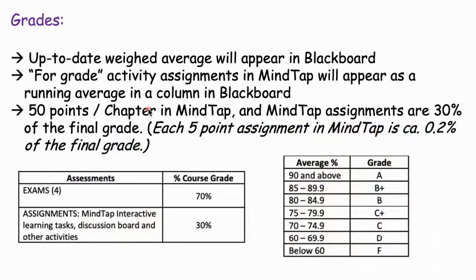All right, grades. In Blackboard, it always should be up to date, a weighted average appearing in that weighted average column, unless there's something that's gone wrong and I have to fix it, but nothing is lost. I have a backup where I store grades just on a hard drive, as well as in the cloud on Blackboard. The full grade activity assignments in MindTap will appear. You'll see that in MindTap, but also a running average in a column in Blackboard.